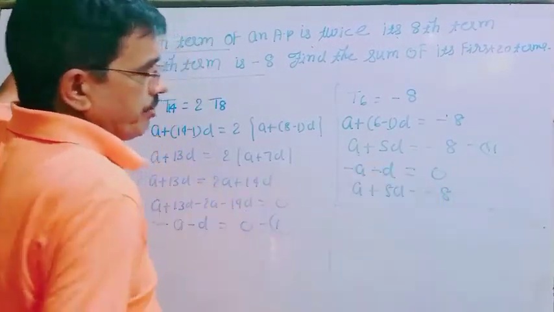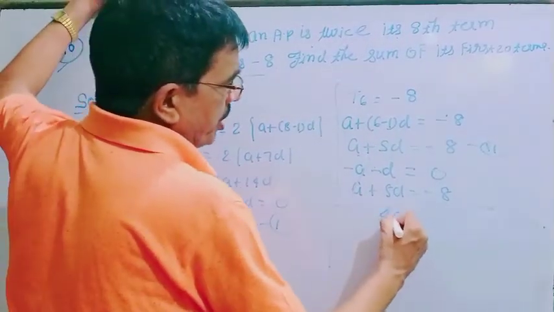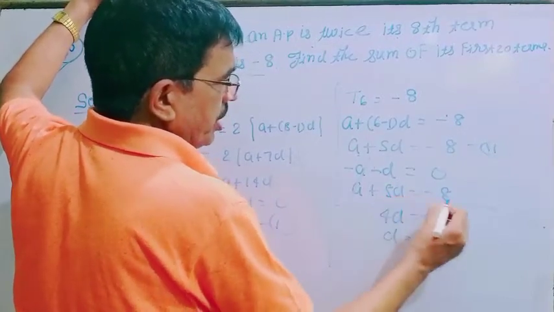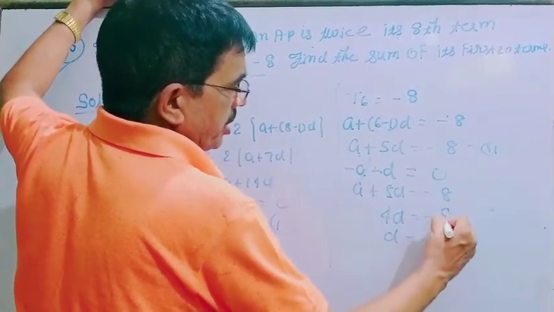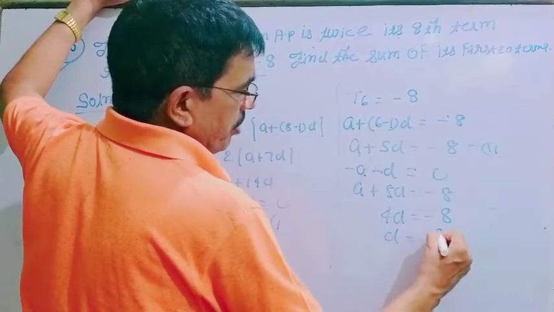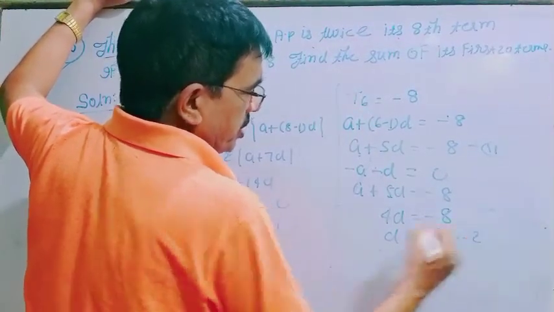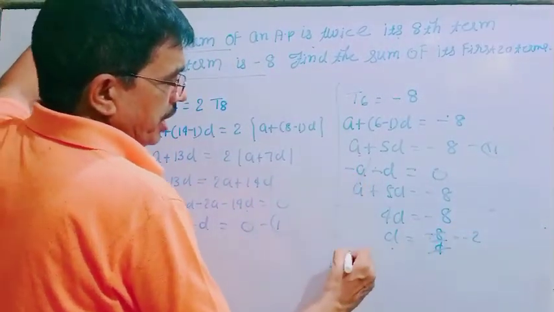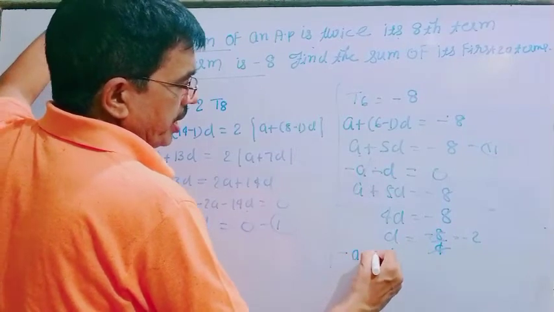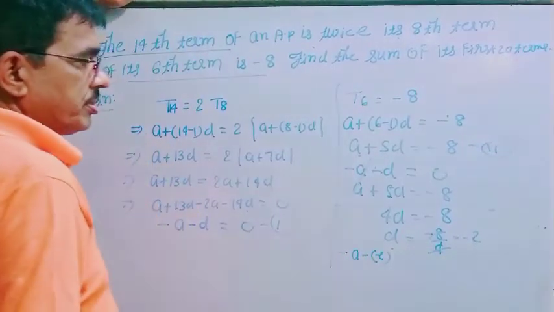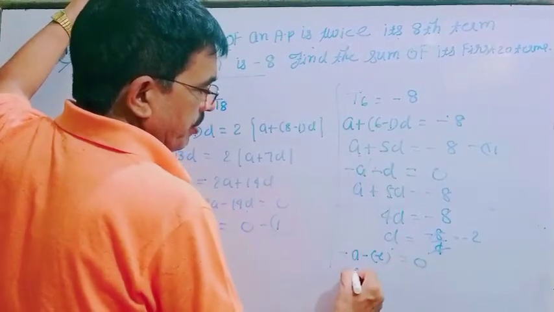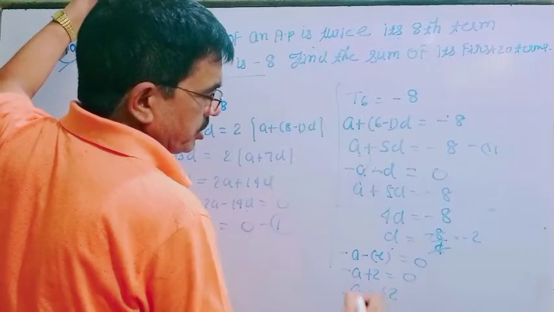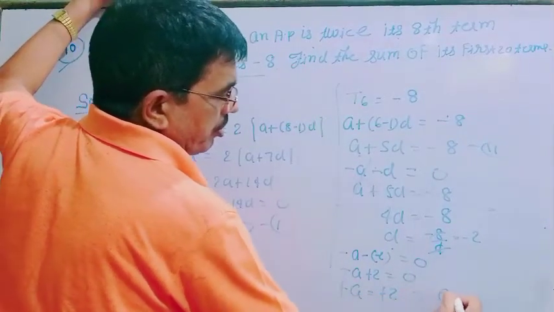When we add, plus and minus A cancel. Then 4D is equal to minus 8. Then what is D? D is equal to minus 8 by 4, that is minus 2. If D is minus 2, then substitute: minus A minus D, so minus A plus 2 is equal to 0. Then A is equal to 2.